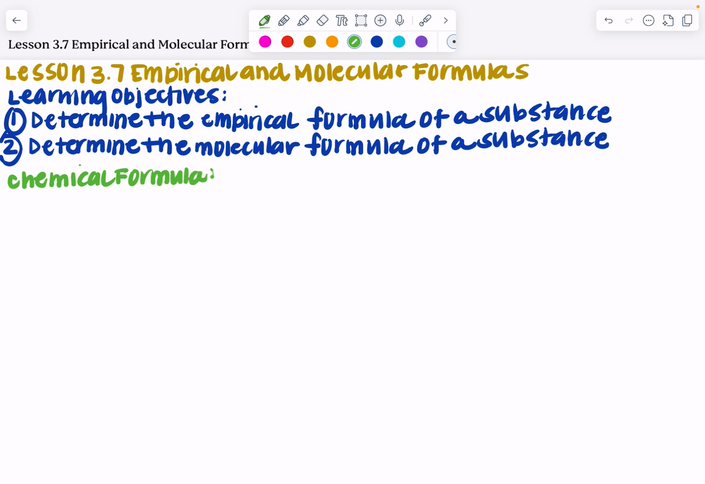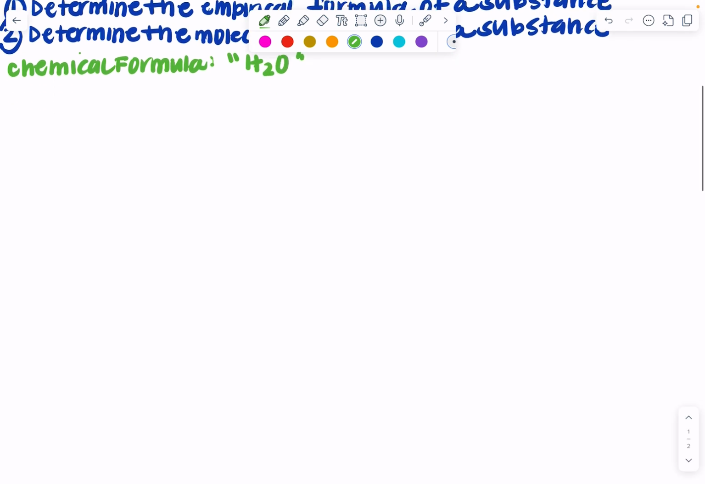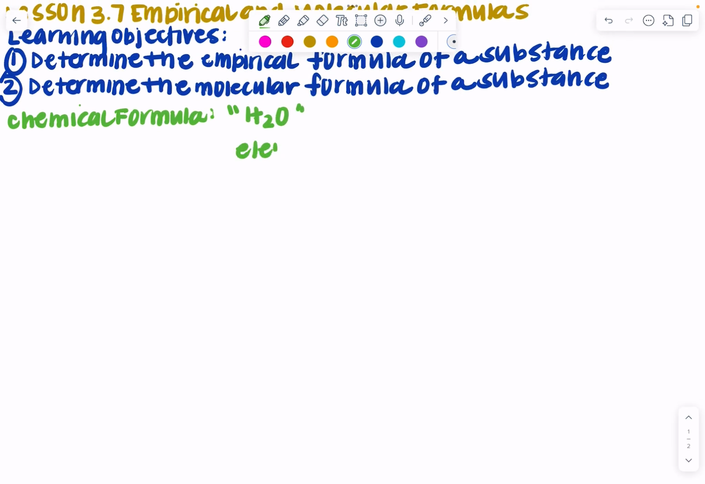We don't hear this term as much, but a chemical formula is basically something that looks like H2O. It is the element symbol, and then if there's more than one, a little box that has a subscript in it, just like this, H2. We also have an oxygen in there. Let's just get right into it.